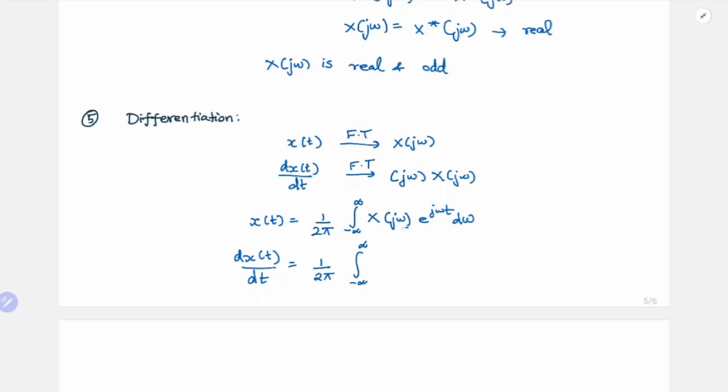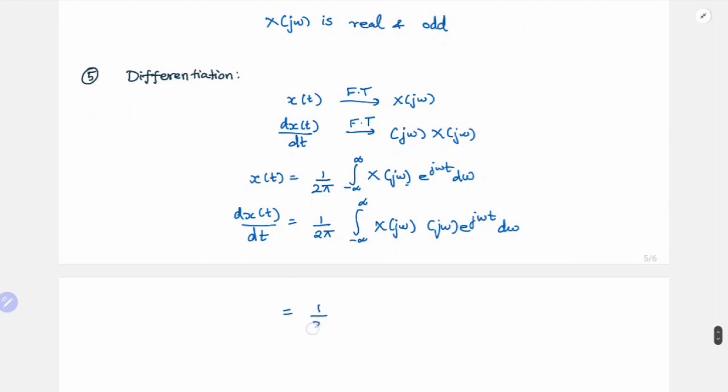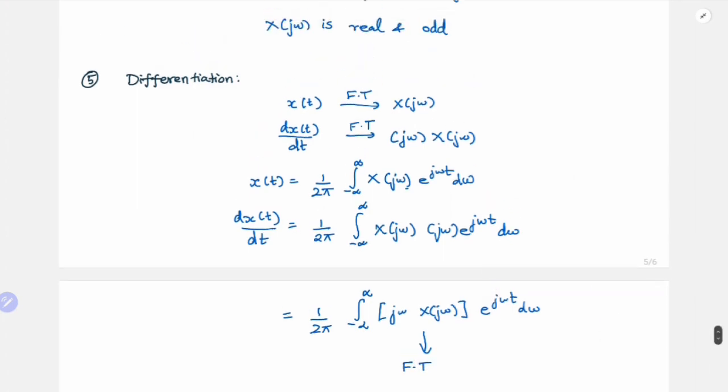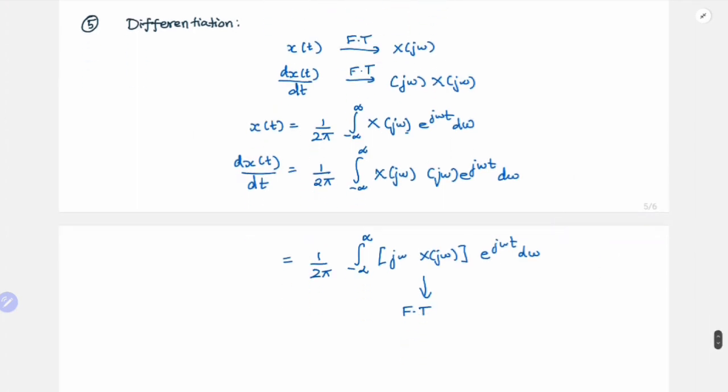So if you see, this is only dependent on omega, this is also only dependent on omega, so only this will get differentiated. So differentiation of e power j omega t is nothing but j omega e power j omega t d omega. So putting it in the form of inverse Fourier transform, I have j omega X of j omega e power j omega t d omega. So this is going to be my Fourier transform, right? So that is what we have here. Okay, this is for differentiation.